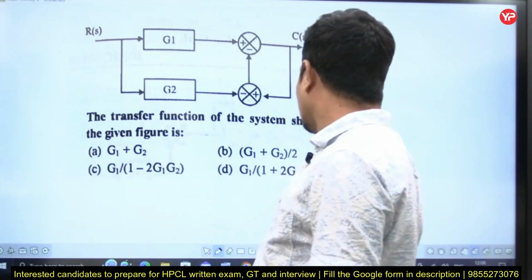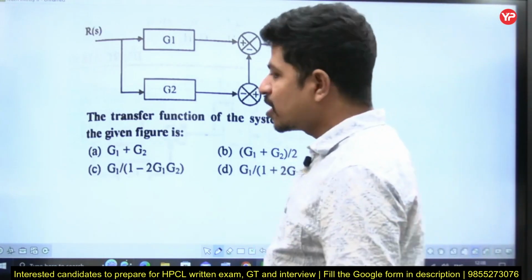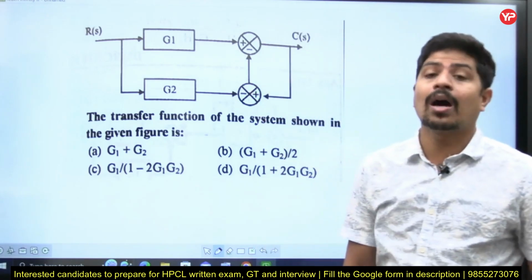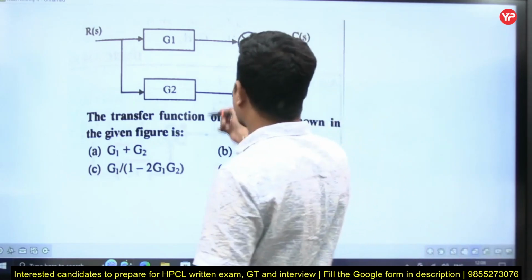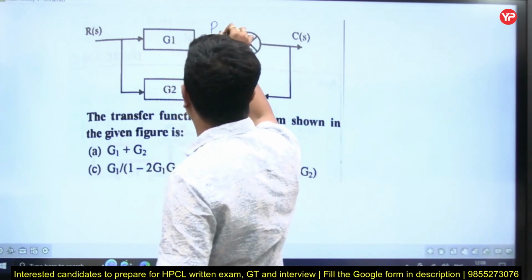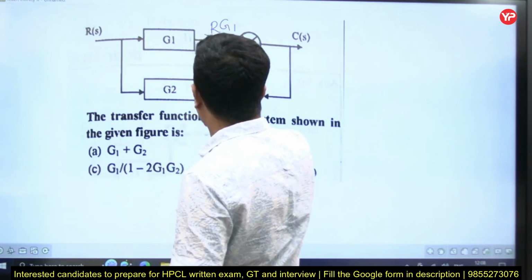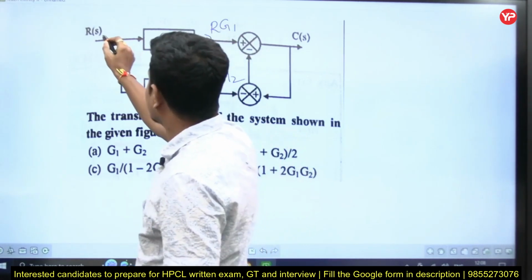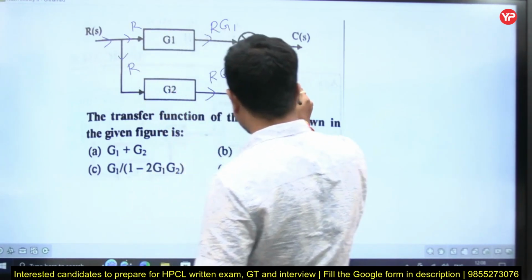The transfer function of the system shown in the figure is a very simple question. See, in two ways you can do it. Either you can apply Mason's gain formula or directly you can do it with the help of block diagram algebra. Both the methods I will do. So what is this one? This is R G1, R of s, I am not writing the s. This is what? R G2. Why is this R G2? If this is R, this is also R, this is also R, right?